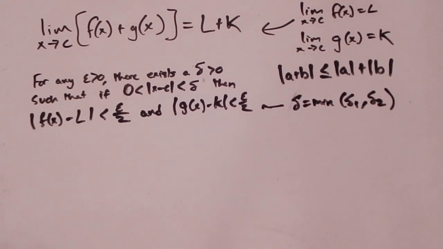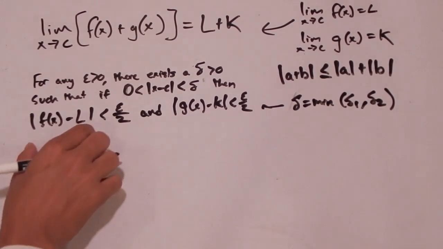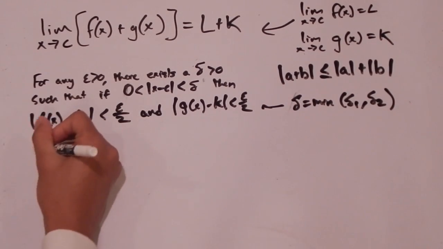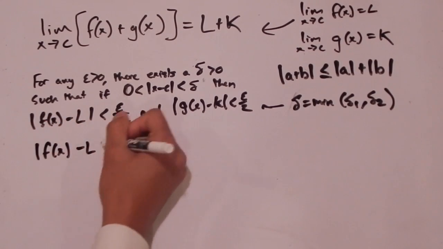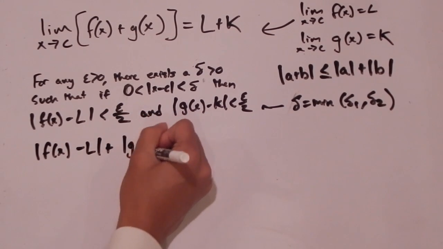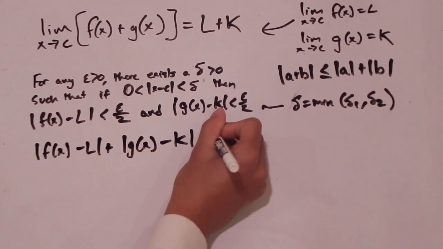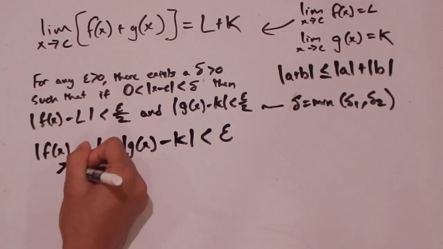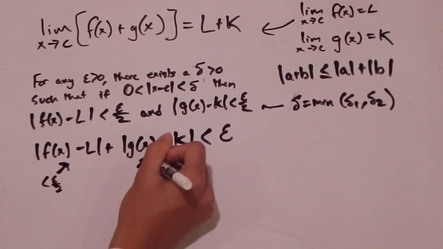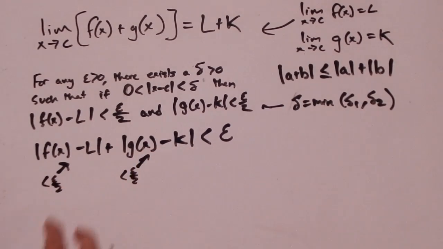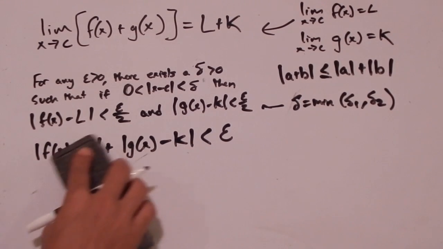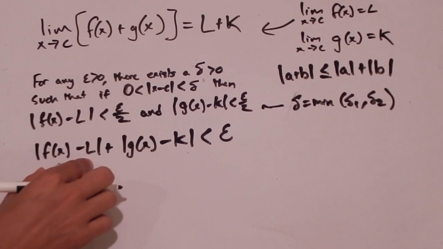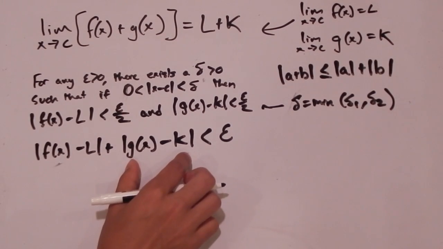So now, knowing this, we're going to go ahead and do some algebra and see what comes out. Based on this statement right here, these two inequalities, we know that the absolute value of f of x minus L plus the absolute value of g of x minus k is going to be less than epsilon. Why do we know that? Because this value right here is less than epsilon over 2, and this one is less than epsilon over 2. So the sum of the two together is going to be less than epsilon. That's just some algebra. And now, this is where we're going to use our triangle inequality. We're going to treat f of x minus L as A and g of x minus k as B.